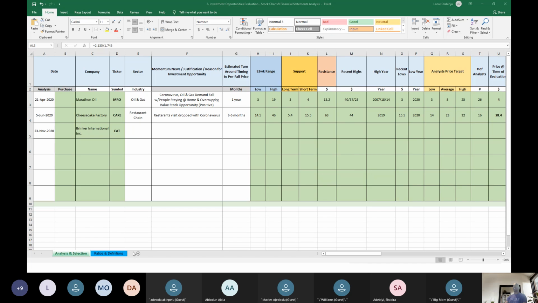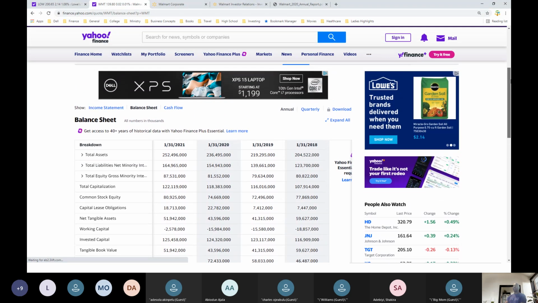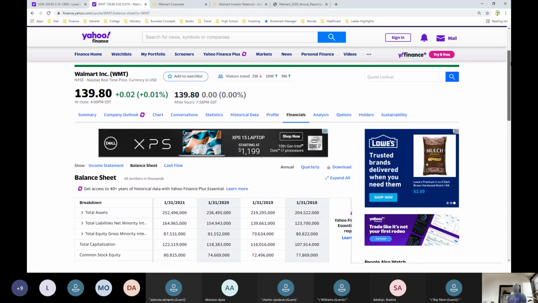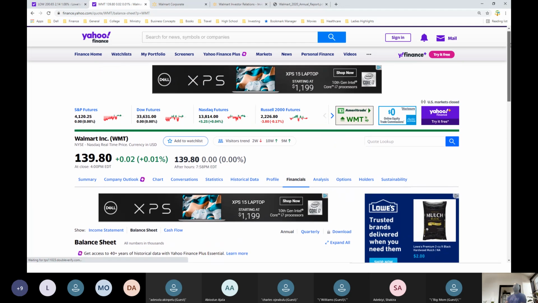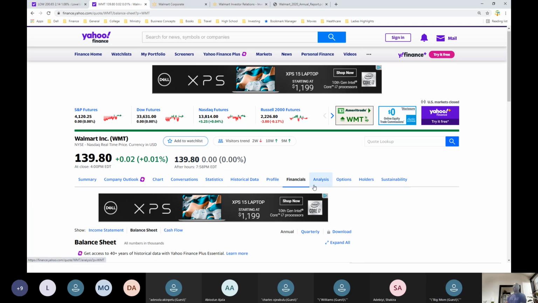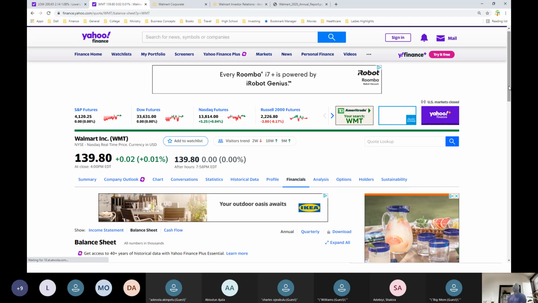Any other question on income statement? Do we understand the importance of the income statement and how to find it either on Yahoo or on the company's website? Is that clear? Yes. Okay, thank you. All right, the next important financial statement is the balance sheet.